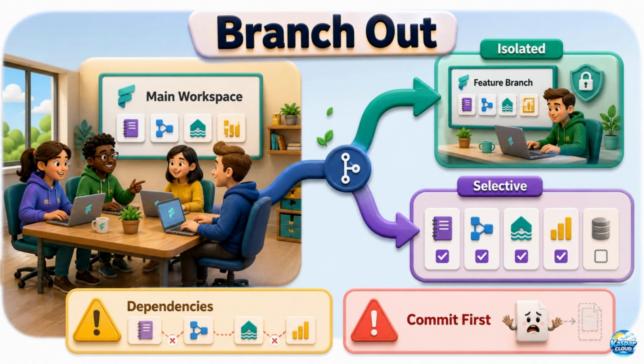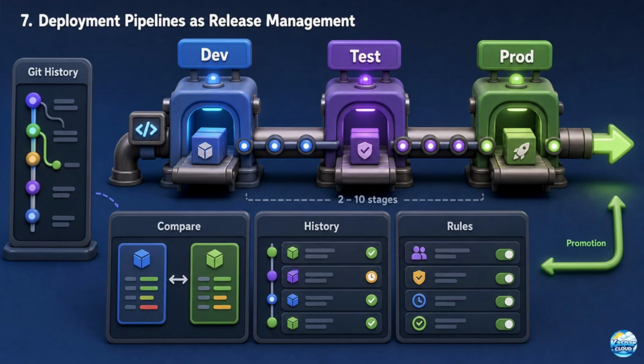Since a workspace can connect to only one branch at a time, many organizations treat workspaces and branches as a one-to-one mapping for cleaner isolation and governance. Deployment pipelines provide the release management side of Fabric lifecycle management.